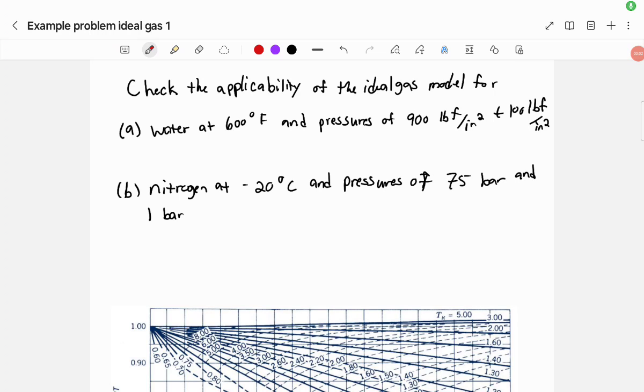Hello and welcome once again for a practice problem. This time we're going to do the ideal gas law. So we're going to check the applicability of the ideal gas model for each of the following scenarios.